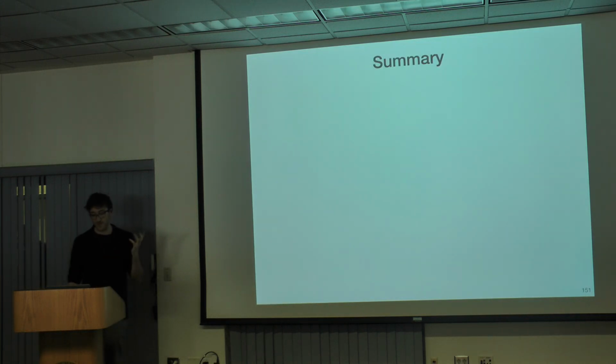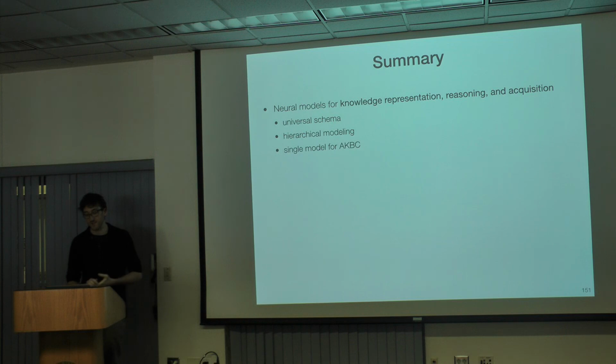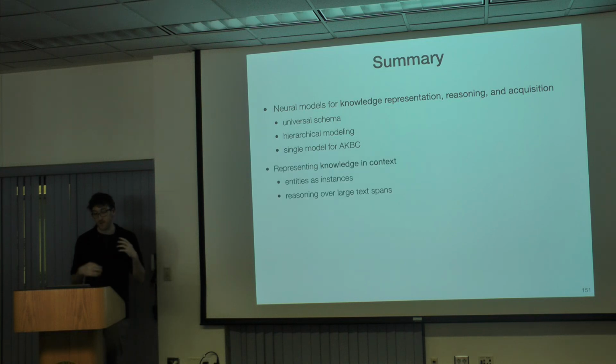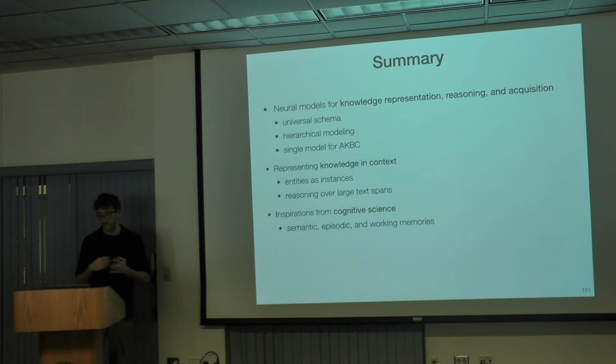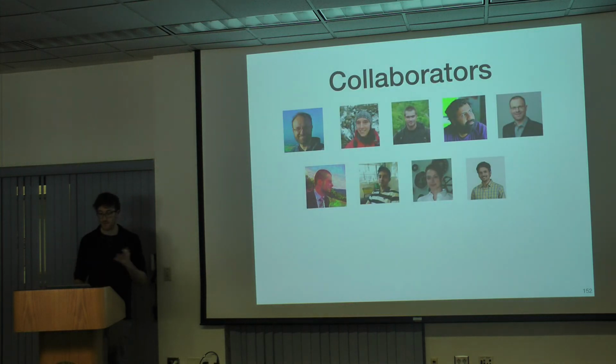Right, so just to summarize, I talked about methods for knowledge representation with the goal of being able to better acquire new knowledge and reason over it. We then talked about how we can represent knowledge in context, including a few first steps in this direction. And finally, how we can take these ideas even further in the future, the potential for taking inspiration from cognitive models of human memory.